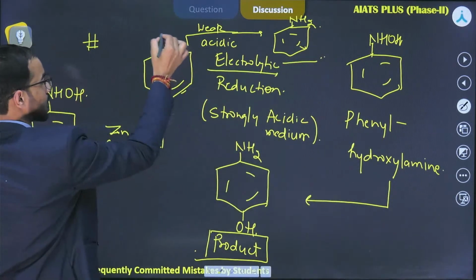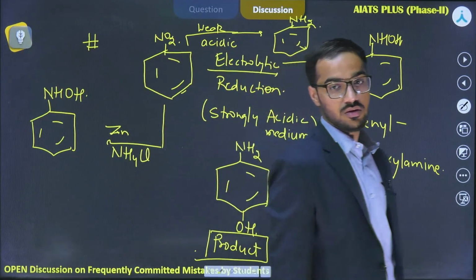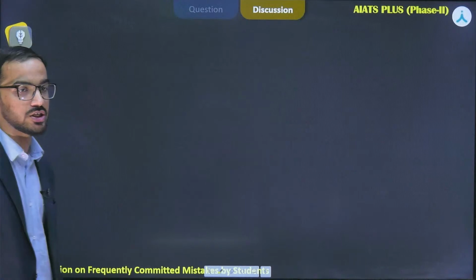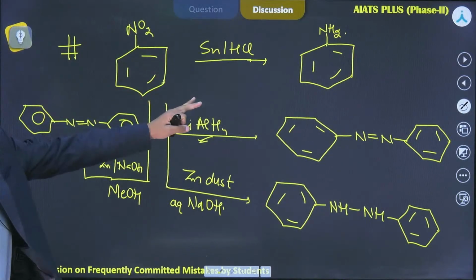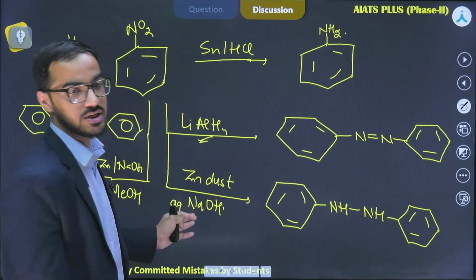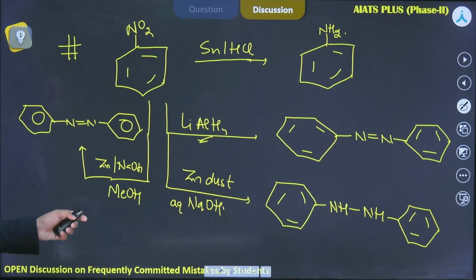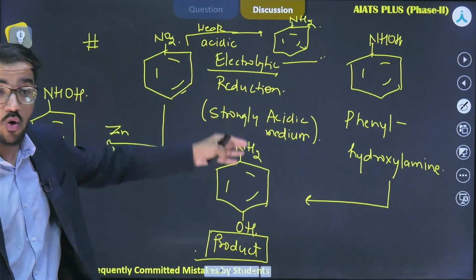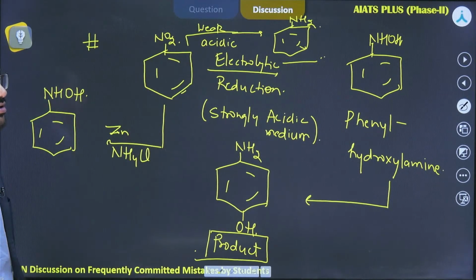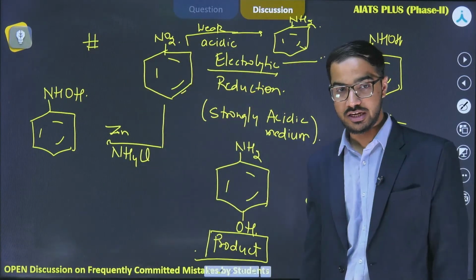Write down nitro here. Is it clear? This is the entire set of reactions of reduction of nitrobenzene. We have done tin in the presence of HCl, lithium aluminum hydride, zinc dust in the presence of aqueous NaOH or in the presence of methanol, and electrolytic reduction in strongly acidic medium, in weakly acidic medium, and zinc in the presence of NH4Cl. Is it clear?